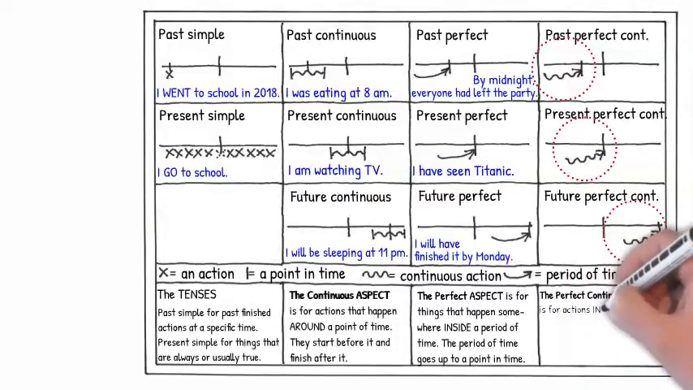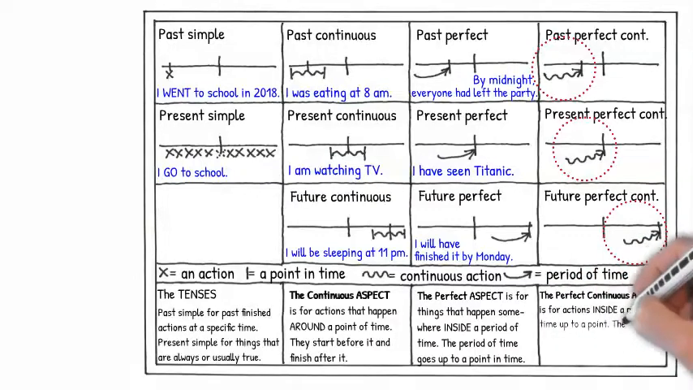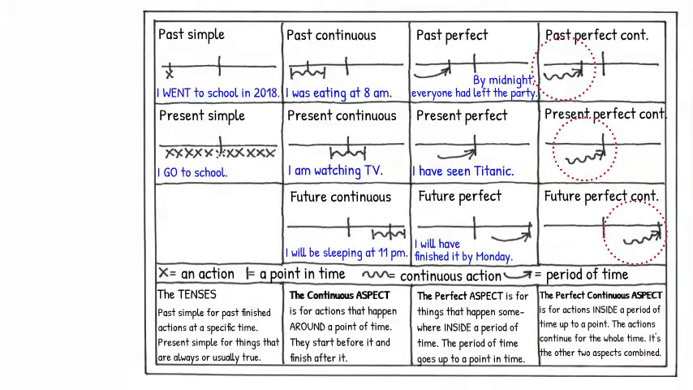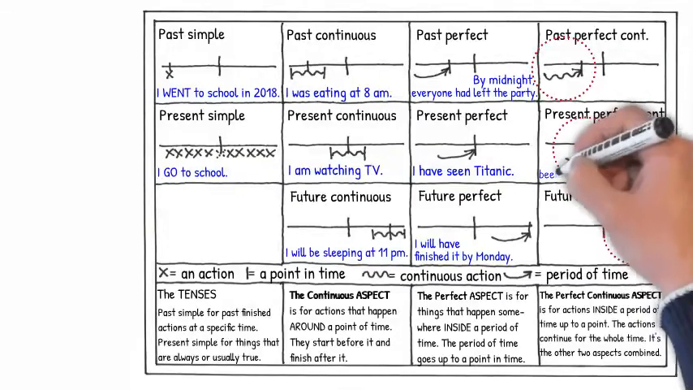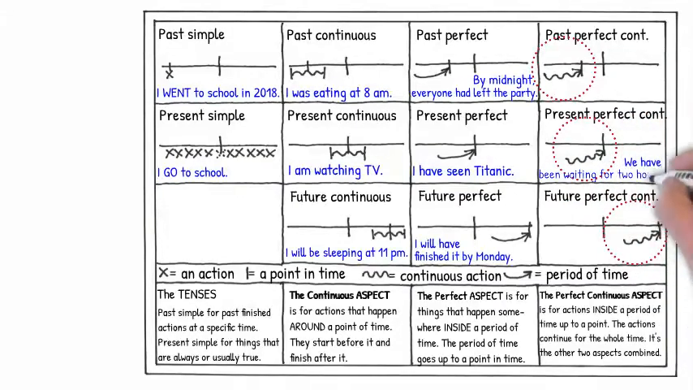It's for things that happen inside of a period of time, going up to a point, but they continue for the whole time. So first, the present perfect continuous. We have been waiting for 2 hours. We started waiting 2 hours ago and we continued waiting right up till now.